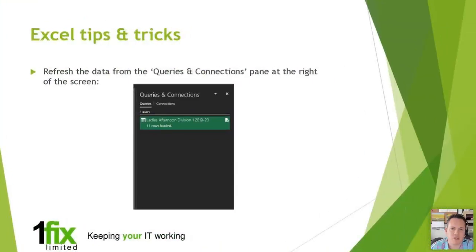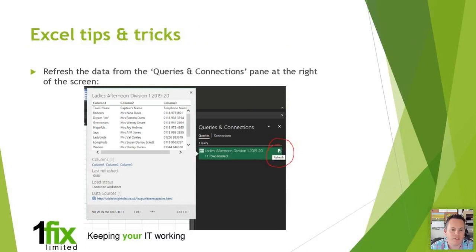Once we've got the data in, you'll have a pane that will appear on the right-hand side called Queries and Connections, and that will show you within the spreadsheet essentially what your data queries are. So for this example here, it's showing us that we've loaded some data called Ladies Afternoon Division 1, and there's 11 rows of data. And you can refresh that from that screen there. There is an icon on the right-hand side, looks like a little page with a set of arrows. I've highlighted it here with a circle. You hit that, that will pull in a data refresh. So that will update the data that you've got on the website.